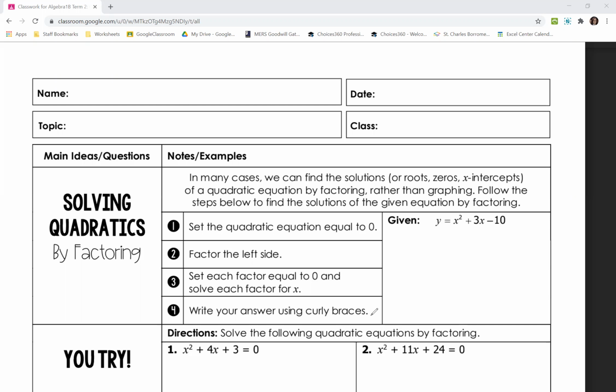Okay, so we're going to start off with a method called factoring. We actually took about a week and a half to cover all different ways to factor. Now let's look at one of the types of problems where factoring can come in handy for us. Okay, so we're going to start with solving quadratics by factoring.